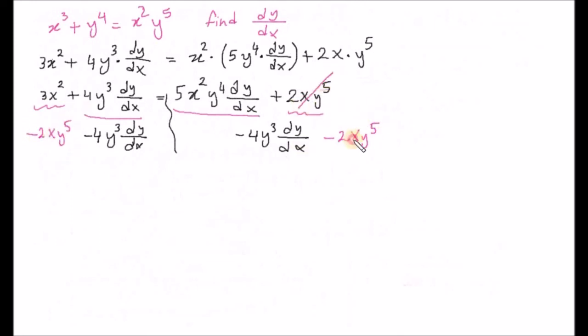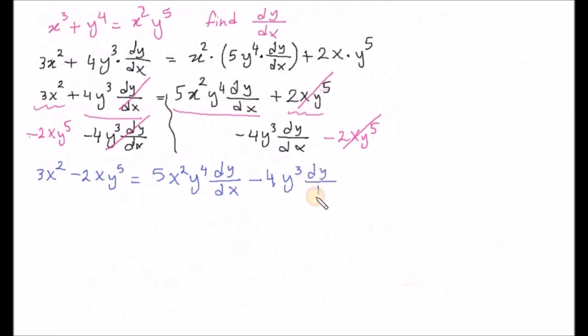Now, this is going to cancel with that. This is going to cancel with that. What do I have left? I have 3x squared, and I have negative 2xy to the fifth equals, what do I have on that side? I have 5x squared y to the fourth dy over dx minus 4y to the third dy over dx.